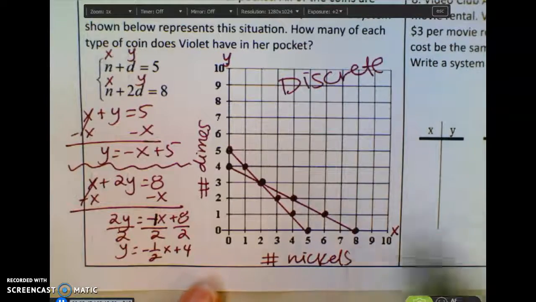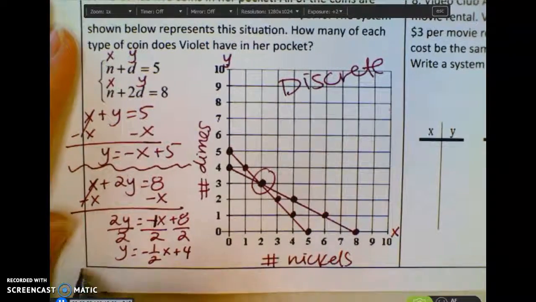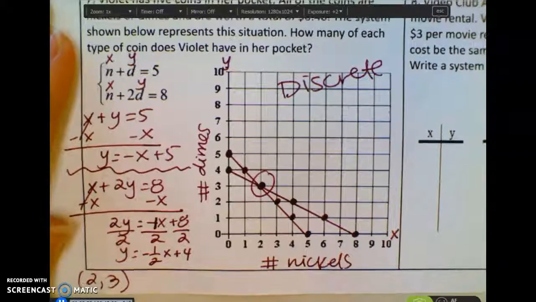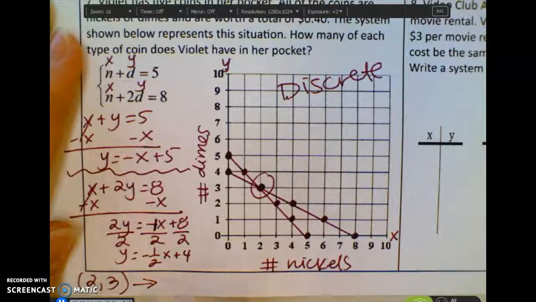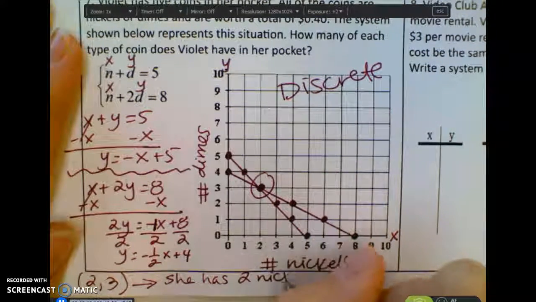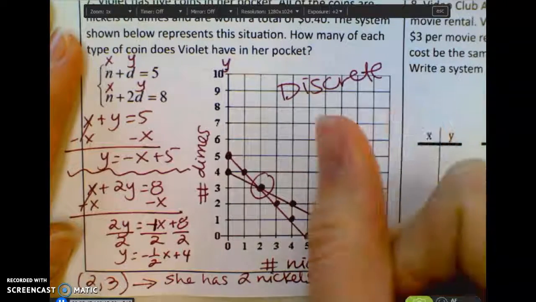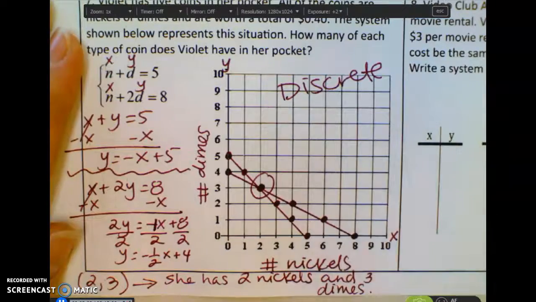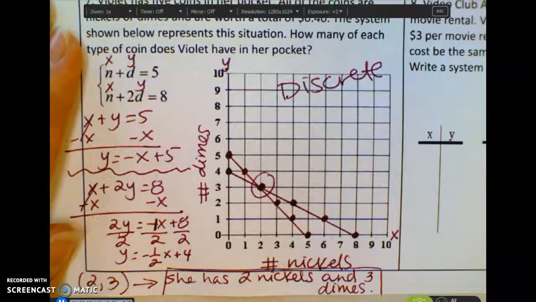So what is my solution when it's graphed? It's where they meet. My solution is 2, 3. And we want to put this in context. Whenever we have a word problem, we're going to write our answer in context. So we want to know how many of each coin she has. Our 2 is our X value. What does X stand for? Nickels. So she has 2 nickels. And our 3 is our Y value, so she has 3 dimes. 2 nickels and 3 dimes. Make sure that you put your answer in context. Okay? So there's our first one.